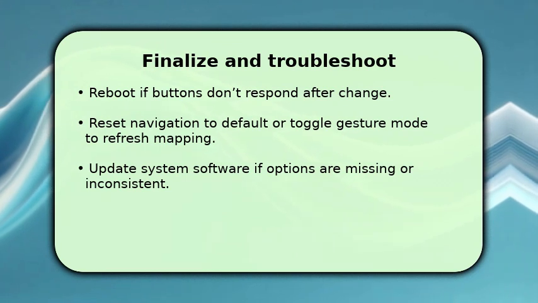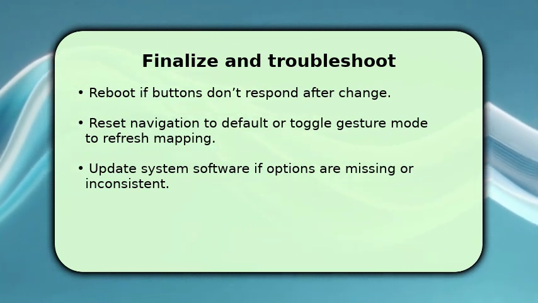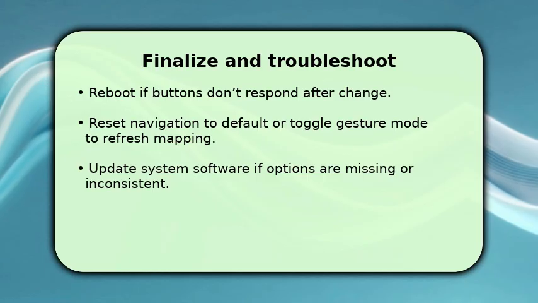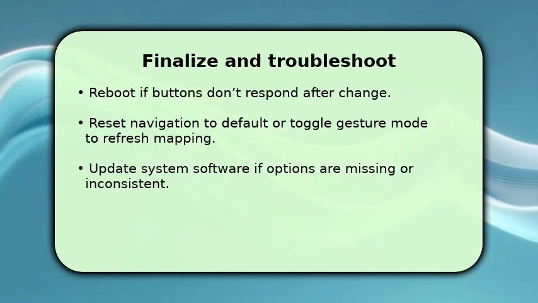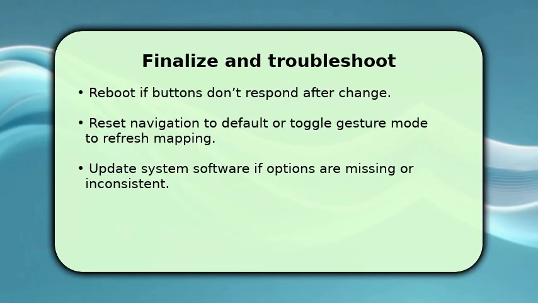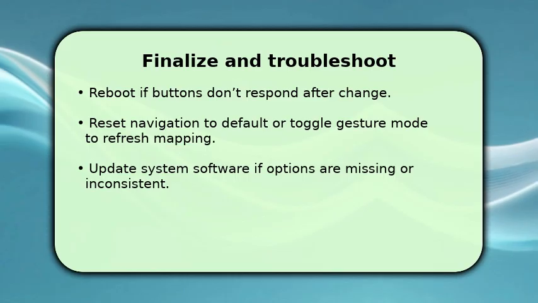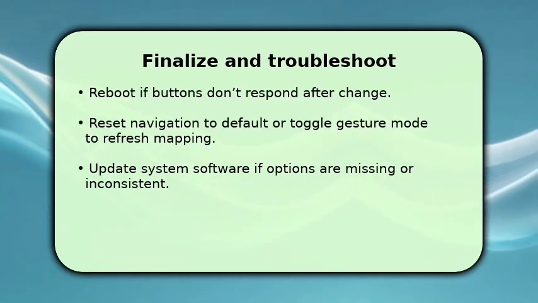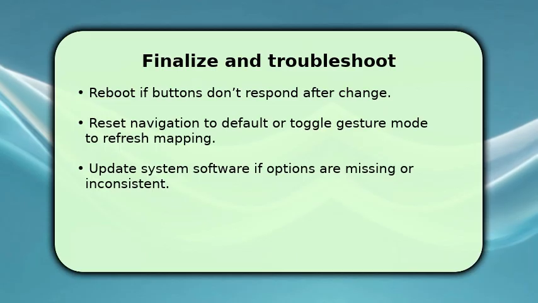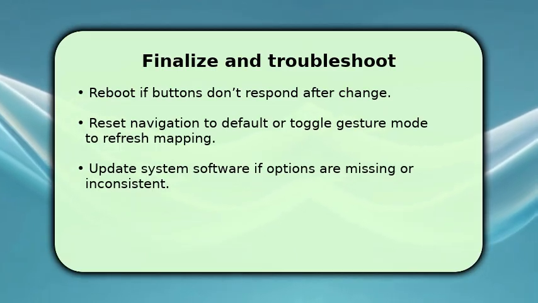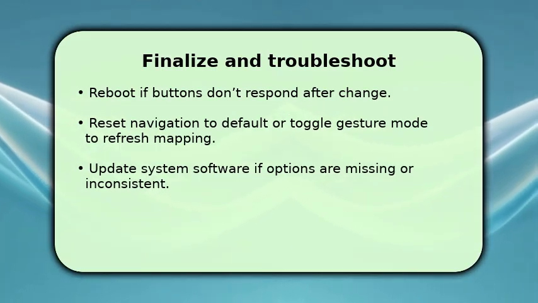This clears temporary glitches. Make sure to try toggling to gesture navigation and back again to refresh the mapping if problems persist. If options are missing, check for a system update or clear settings cache via Recovery or App Info. Finally, reset navigation to default only if nothing else works. That restores original layout without erasing apps or data.